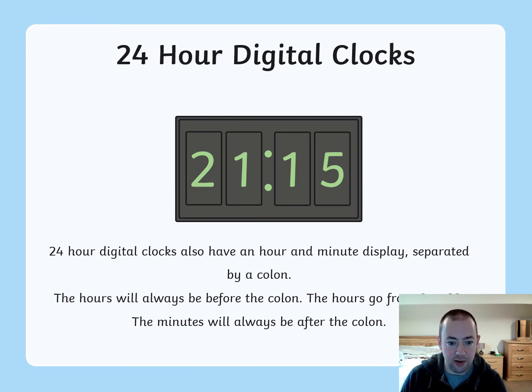24-hour digital clocks. Now 24-hour digital clocks also have an hour and minute display separated by a colon. The hours will always be before the colon. The hours go from 0 to 23. The minutes will always be after the colon. There is no 24 in 24-hour clock, so please make sure that if you go back to midnight, midnight is 0000, and there is always 4 digits in every 24-hour clock time.